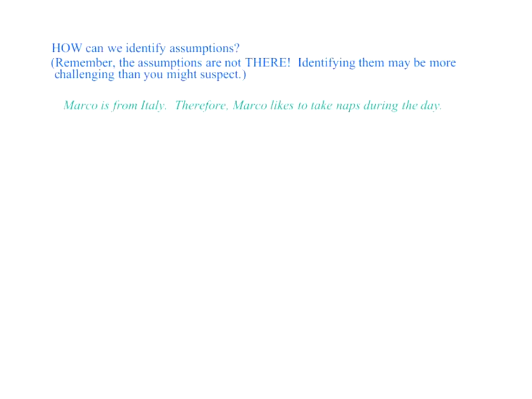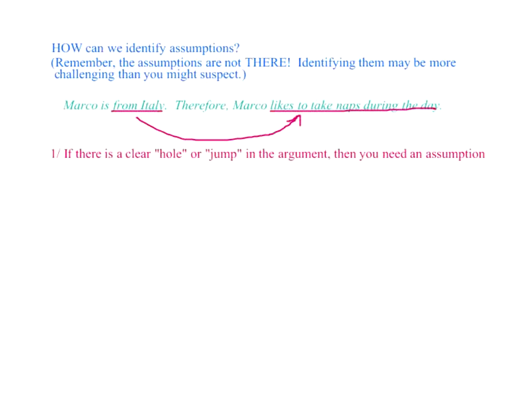Here you probably just looked at this and said, oh, hey, something is missing. I started with "from Italy," and I finished with "likes to take naps during the day." So you probably asked yourself, whoa, buddy, how'd you get from there to there? The first way to identify an assumption pretty reliably is if there is an obvious hole in the argument. If there is a clear hole or jump in the argument, then you need an assumption to fill that hole, or to straddle the jump.